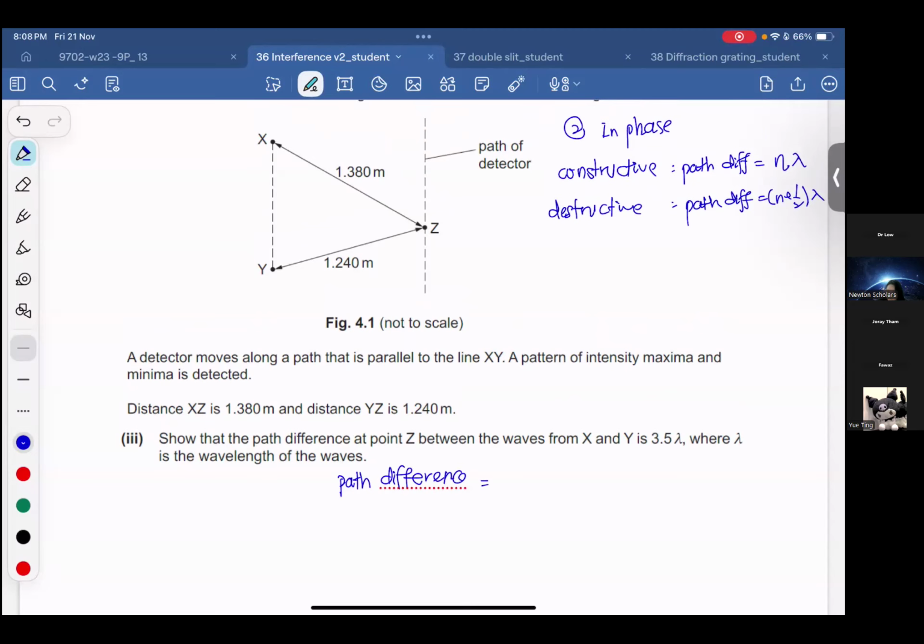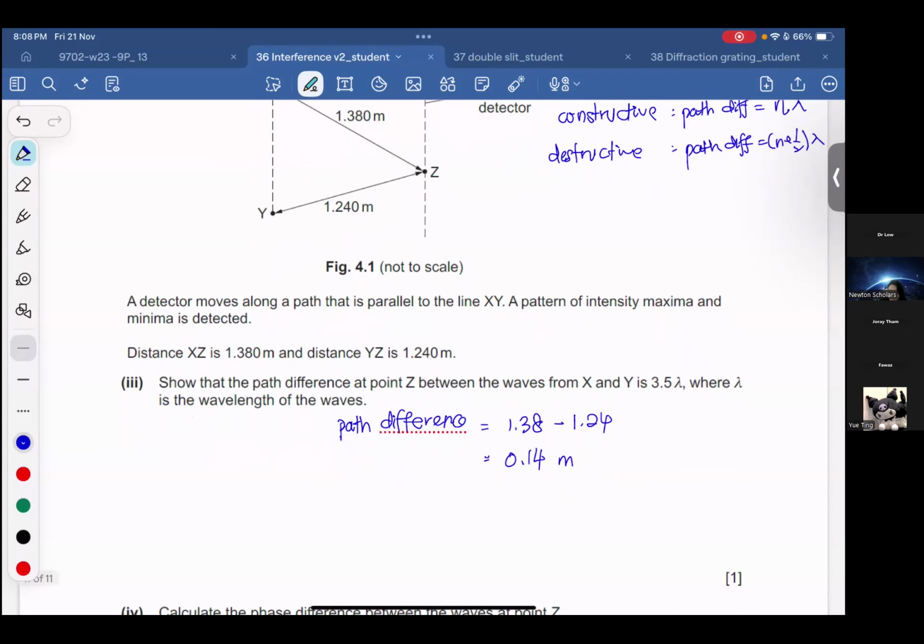Okay, how do you do that? Path difference is actually using the longer distance, 1.38 minus 1.24. Easy, right? Path difference is the extra distance. So here I get 0.14. This one is in meters, but it is not in terms of wavelength. How are we going to find it in terms of wavelength? One complete wavelength is 0.04 meter. I got 0.14 meter, which is how many wavelengths? Mathematics, how do you solve it in terms of wavelength? We just use 0.14 divided by 0.04. So at the end, I get 3.5 wavelength. Is it okay?